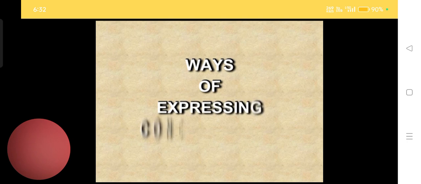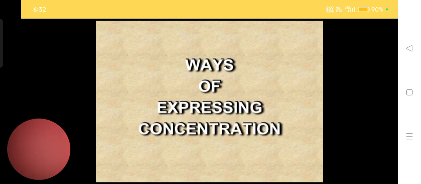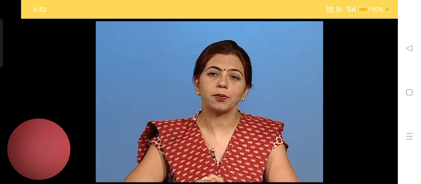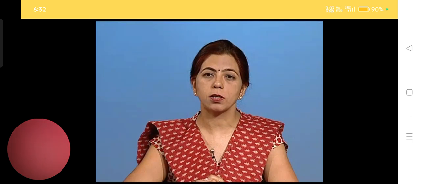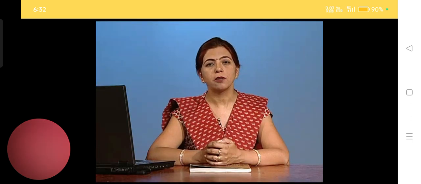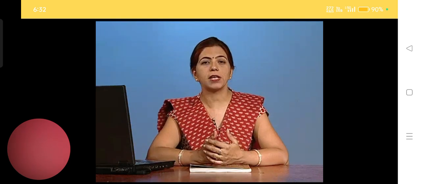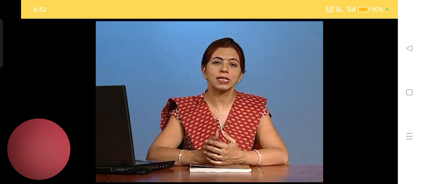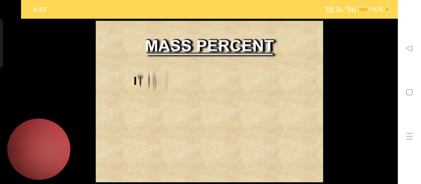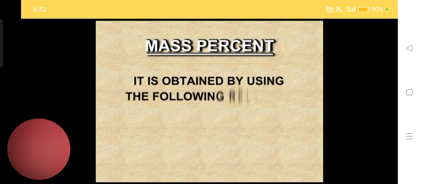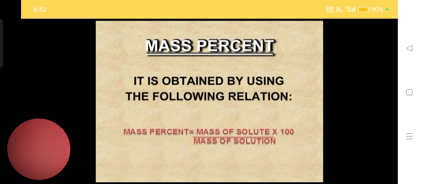Ways of expressing concentration. We do experiments in the lab and we prepare solutions. To prepare a solution, we express concentrations. Now let's see the ways in which we can express these concentrations. Mass percent is obtained by using the following relation: mass percentage equals the mass of the solute divided by the mass of the solution, times 100.